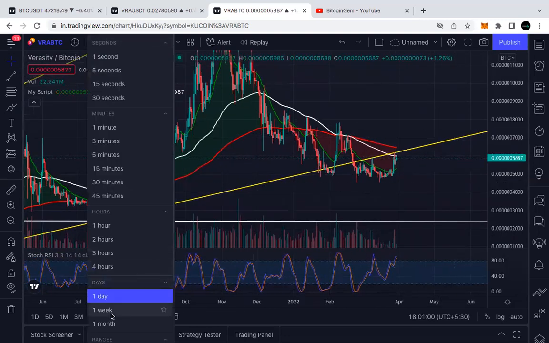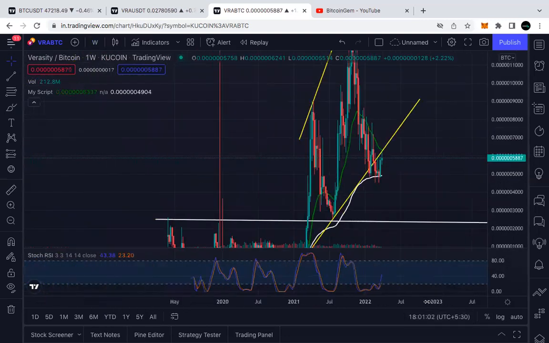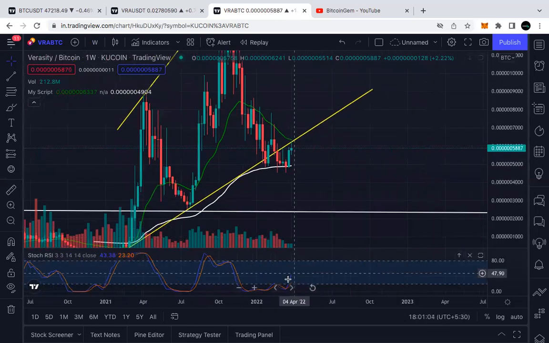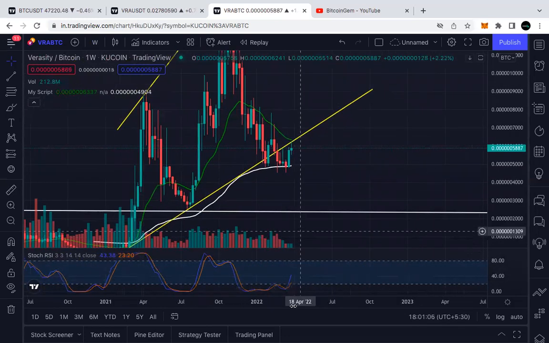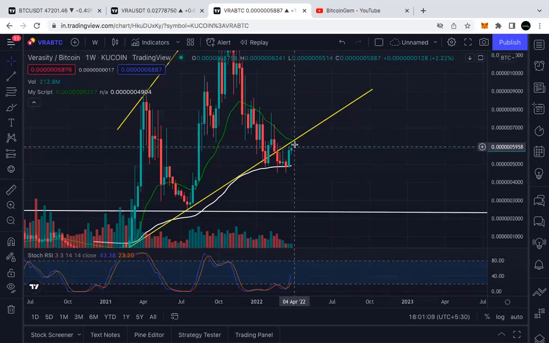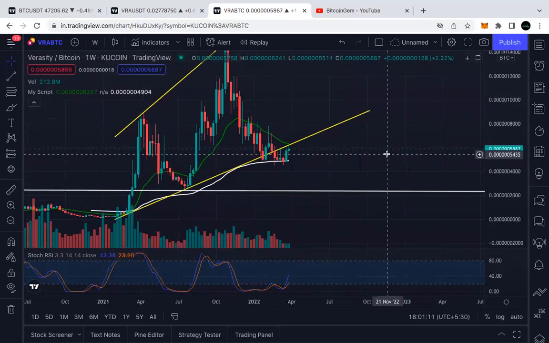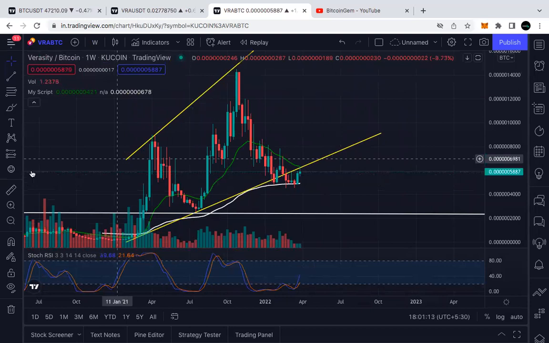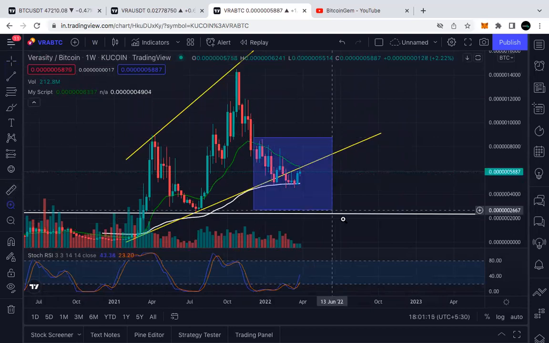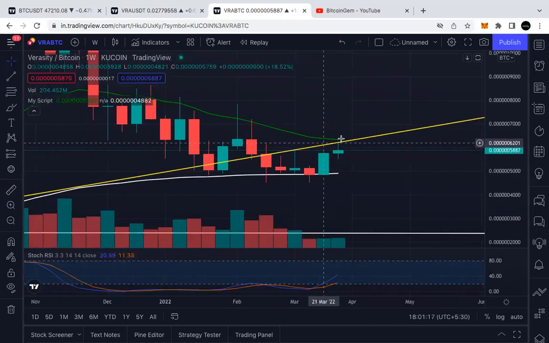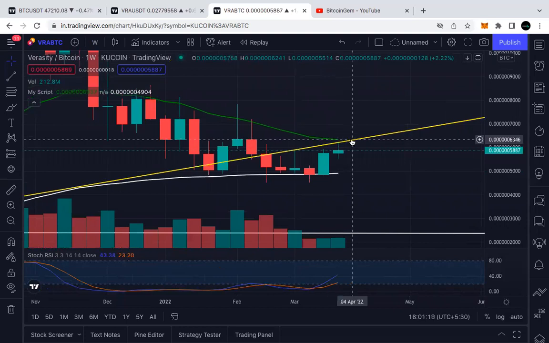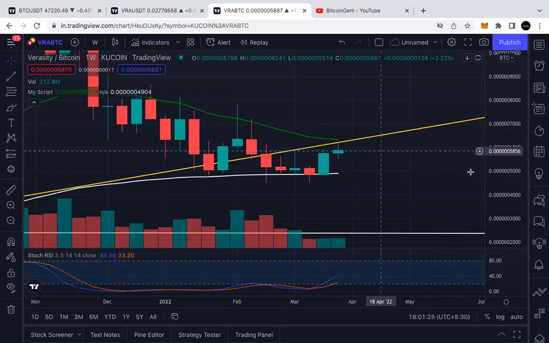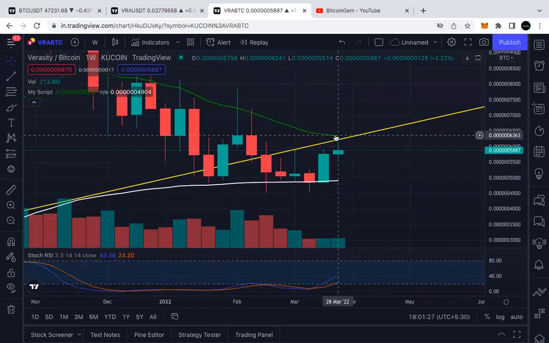Why? Because on the weekly, if you look at the weekly chart and look at the RSI, then we are breaking on the upside. So I expect us to go higher, but this was just to make you aware that even this is possible. On the weekly, if you see, then we are also retesting 21 weekly EMA. So very important 3 to 4 different resistances right now we are facing in the VRABTC chart.